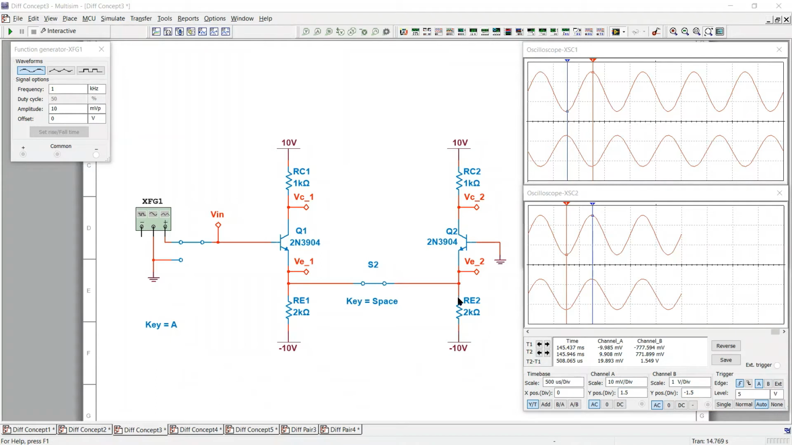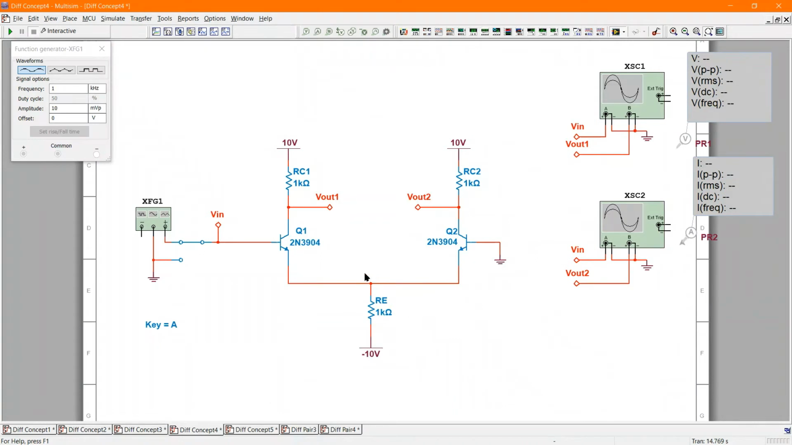You may have noticed that I have two resistors down here on the emitters, RE1 and RE2, that are both the same value. They're 2K. You may ask yourself, could I replace this with just one resistor? And the answer to that is yes, absolutely. You could replace these two with a single 1K. So let's go ahead and do that. So here we are now. I've placed a single 1K resistor down on the emitter tail.